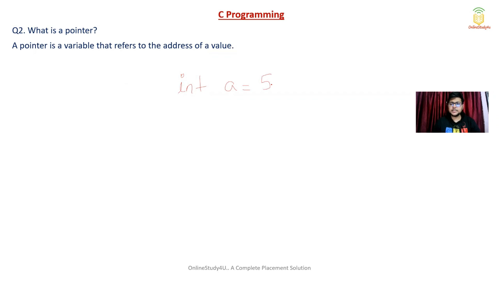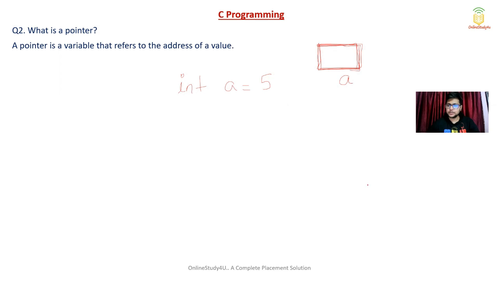So what happens in your memory? Basically, the compiler allocates a memory, and it will give the name A. Now this memory will have some address. The memory that is allocated will have some address.